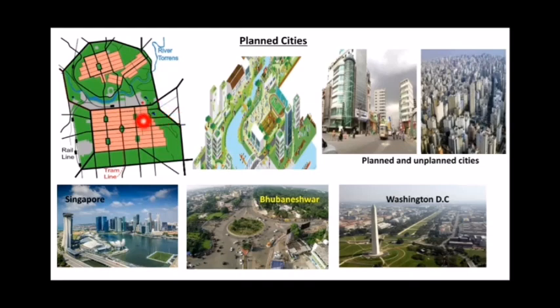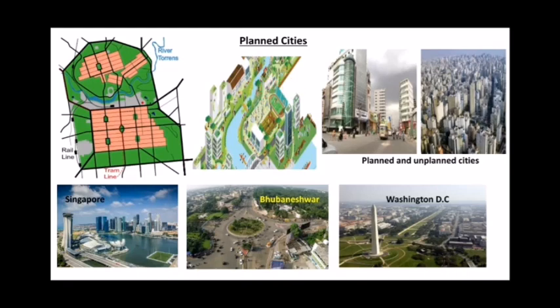You can see these kinds of plans here. This is how you plan: the rail line will be here, the rivers are on this side, the residential areas will be here, the industries will be somewhere else. This is how a blueprint of a city is planned. This is a model of a city: a river is passing, and there are residential buildings, business buildings, different types of buildings.